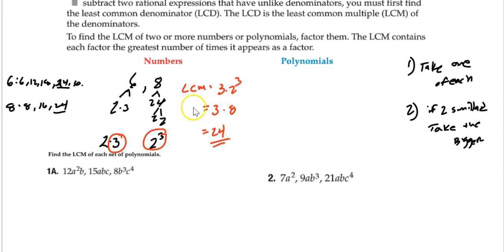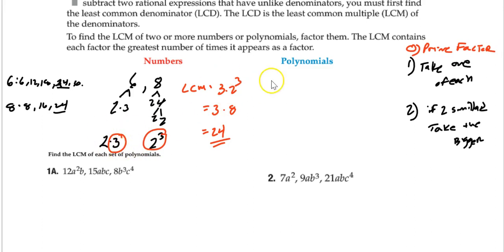So that's the process. Take one of each. Once you prime factor, I probably should put prime factor, kind of an important deal. So once you prime factor it, then you take one of each, and if there's two of the same, take the higher one. Same rule applies if there's polynomials.